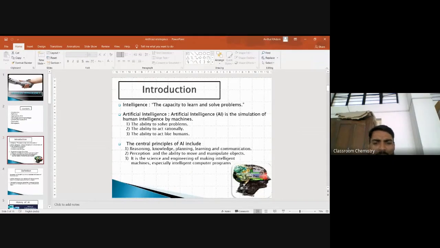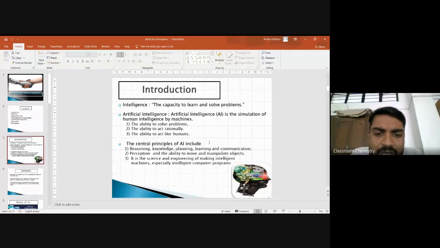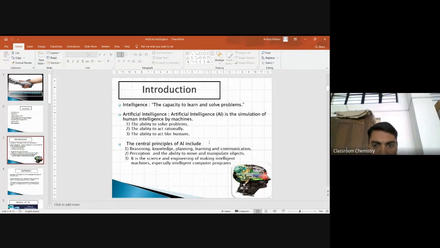Then what are the central principles of artificial intelligence? The central principles of artificial intelligence include: what is the main importance or main criteria for this artificial intelligence? Reasoning, they can reason, knowledge, planning, learning and communication. They have knowledge, they plan, they learn the problem and finally communicate. Perception and the ability to move and manipulate objects, how they handle a particular task.